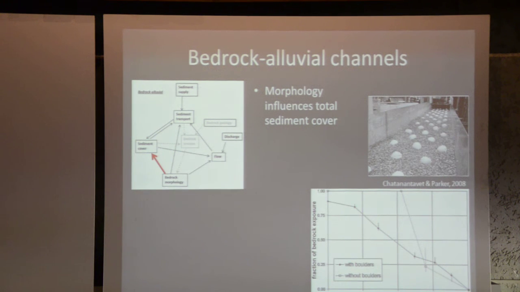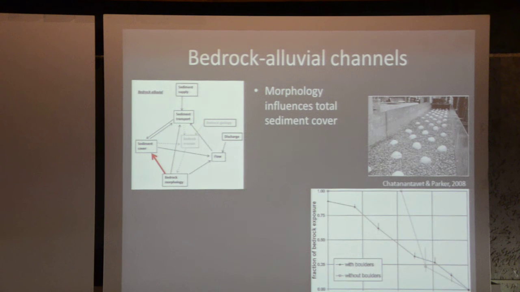If we think about how the morphology influences the sediment cover in these systems, then we can see that actually morphology can also be quite important, the shape of the bedrock. And sediment cover is one of these things that's been looked at quite a lot in the literature, largely in the context of trying to understand bedrock incision, in landscape evolution models. So there's quite a lot of interest in bulk sediment cover. So if we've got a reach of river, how much of the bedrock is covered up at a given time?